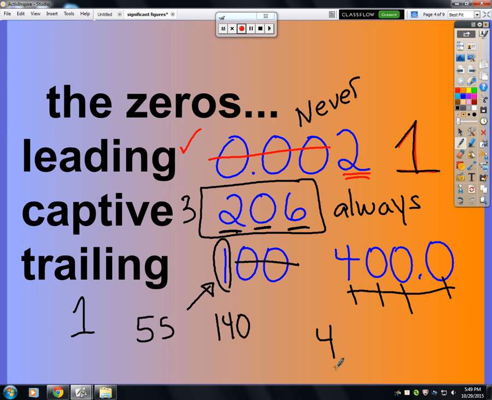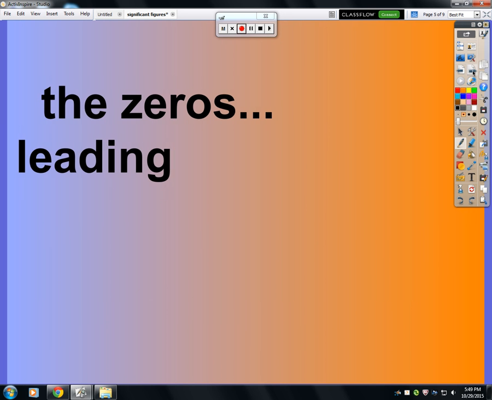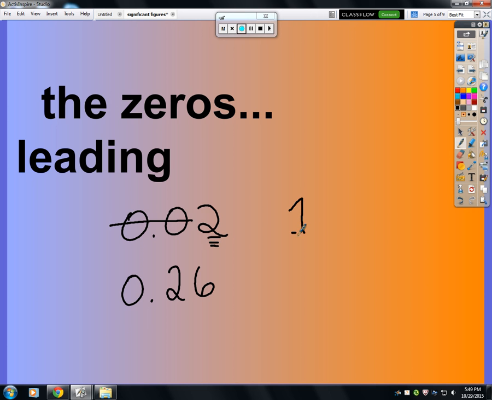Let's try some more examples. What kind of zeros are leading zeros again? They're zeros out front. So there's this example and this example. Do the zeros count in this first number? No, they do not. They're leading. They're out in front. How many numbers do you physically see? I see 1. And so therefore, in this first example, there's only 1 significant figure.